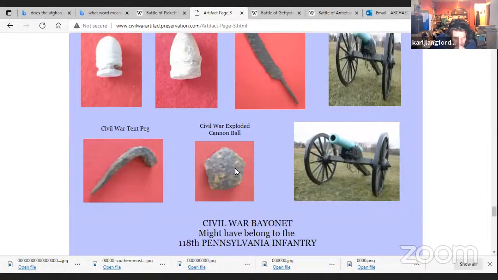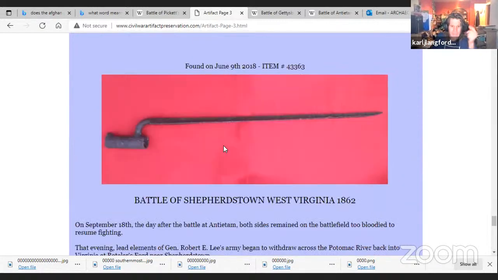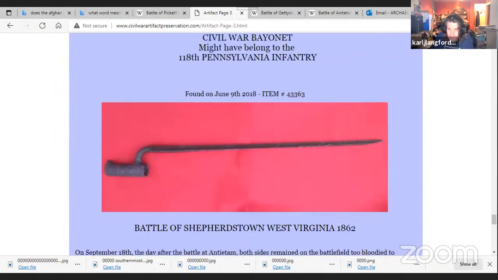That piece of exploded cannonball is going to give an indication of where people died. Again, that sort of humanity. A Civil War metal tent peg. Amazing. Somebody would have used that and carried it around to keep them dry throughout the whole campaign. There you go. That there is actually a bayonet.